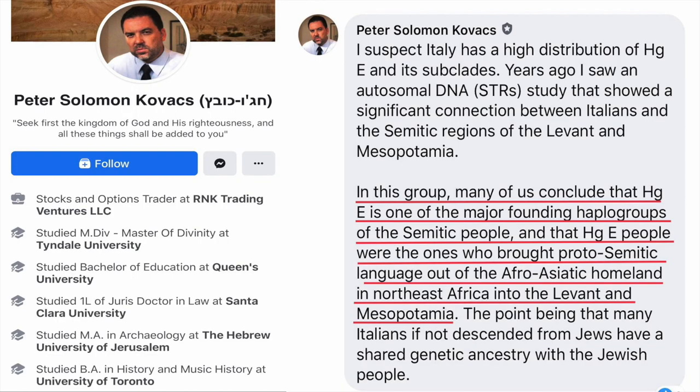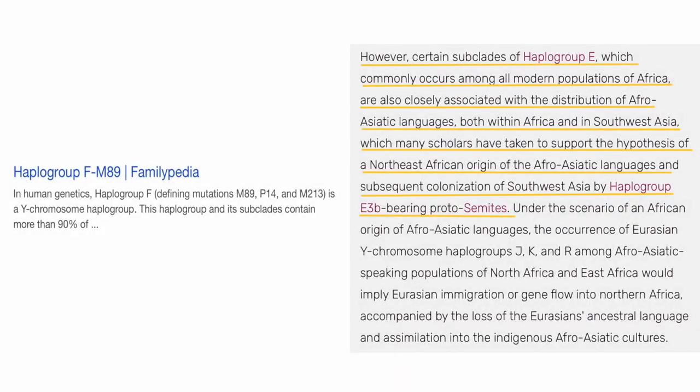And according to Peter Solomon Kovacs, historian and archaeologist at the Hebrew University of Jerusalem, he says, in this group, many of us conclude that haplogroup E is one of the major founding haplogroups of the Semitic people, and that haplogroup E people were the ones who brought Proto-Semitic language out of the Afro-Asiatic homeland in Northeast Africa into the Levant and Mesopotamia.